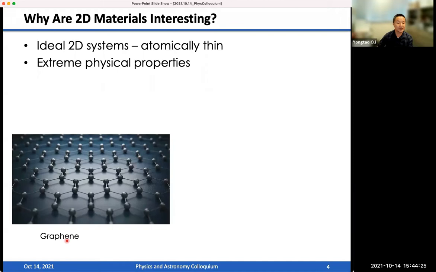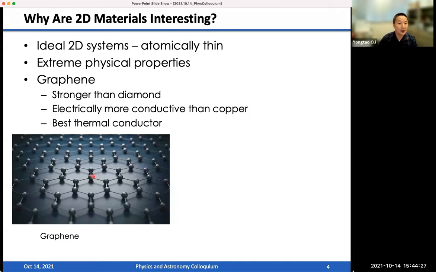And this also allows a lot of those 2D materials to exhibit extreme physical properties. So for example, take graphene as an example. Mechanically, it's actually even stronger than diamond, which we know is basically another form of carbon. And electrically, it's also more conductive than a very good conductor that we use a lot, that's copper. And it's also the best thermal conductor. So the 2D systems have a lot of interesting properties that we can explore.